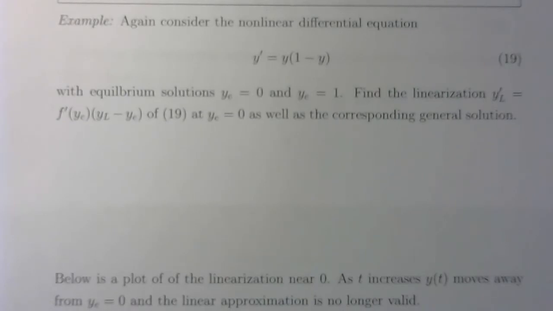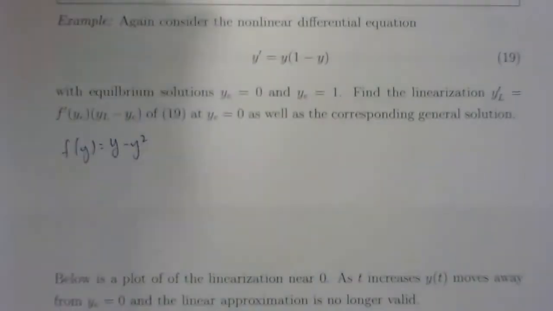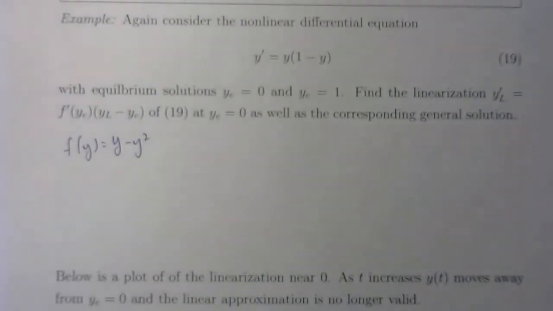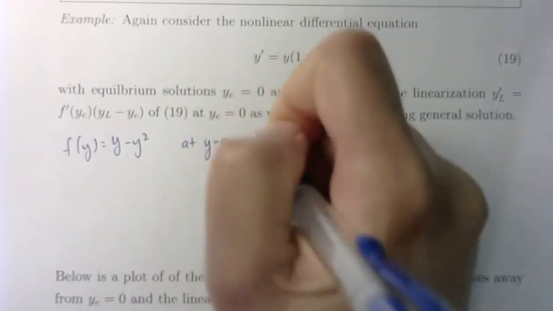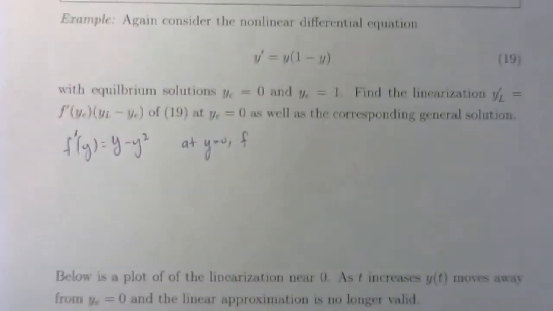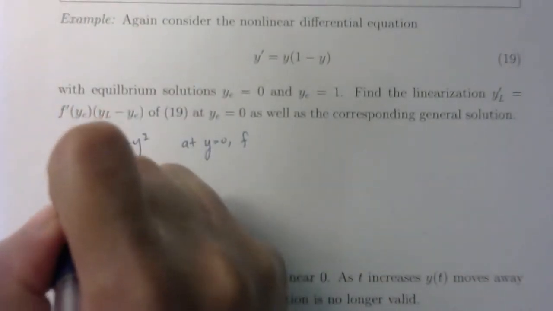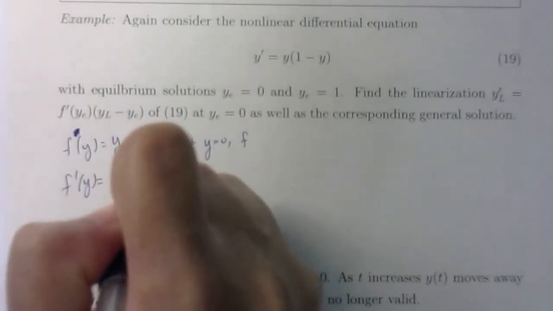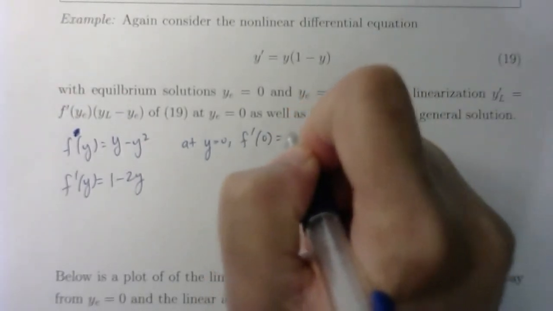Okay, so we need to find the derivative of the right-hand side, right? So what's the right-hand side? The right-hand side, f of y, is, I'm going to write it like this, y minus y squared, just because I think it makes finding the derivative a little bit easier. And so at y is equal to 0, oh, sorry, that's f, just plain old f. Now we need to find f prime, which is 1 minus 2y. Okay, now we're in business. So at the equilibrium 0, f prime of 0 is 1.